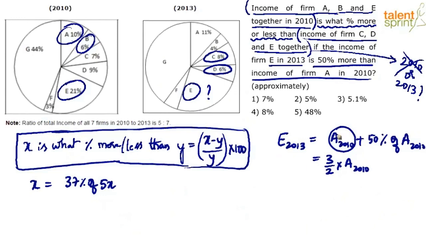So what is E in 2013? 3 by 2 times of A in 2010, which is 3 by 2 into A in 2010. How much is that? 10% of 5X. So this goes 5 times: 3 into 5, 15. 15 into 5, 75. 75% of X. But again the same problem.